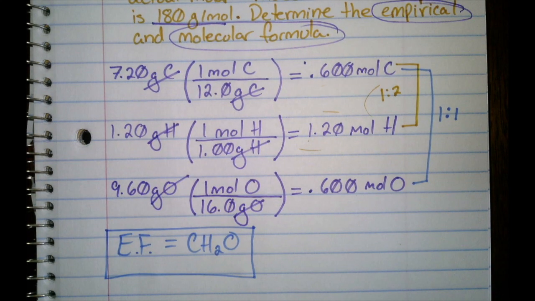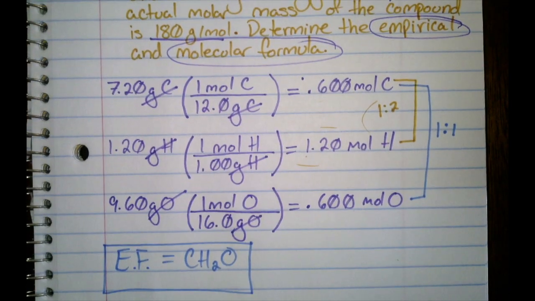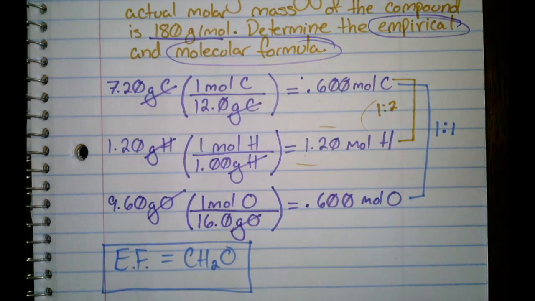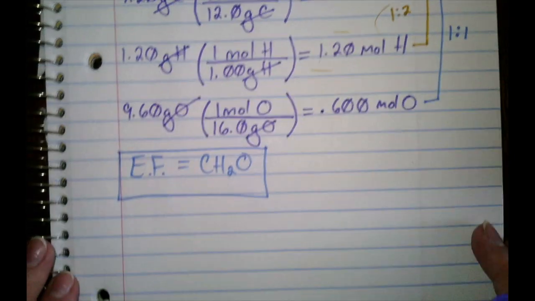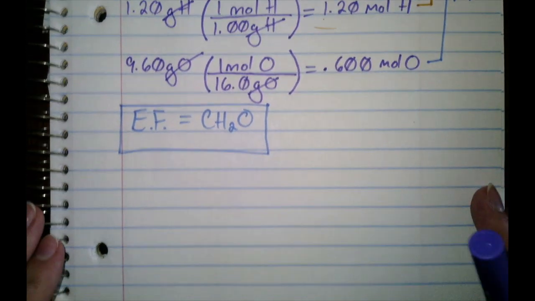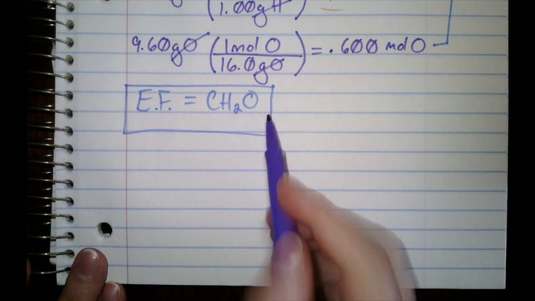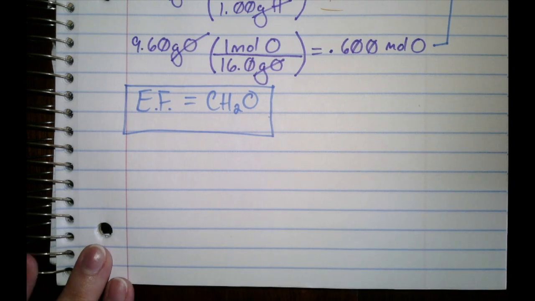Now that we have the empirical formula, take a minute to pause the video and see if you can determine the molecular formula, remembering that the actual molar mass of the substance is 180 grams per mole. All right, let's see how you did. Remember, once you have the empirical formula, the first thing we need to do is find the molar mass of the empirical. So that means adding the mass of all of the things in our empirical formula.